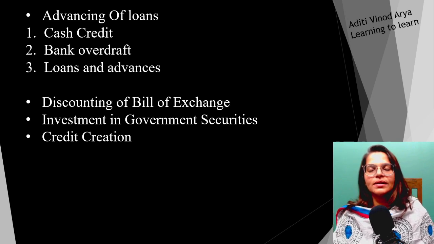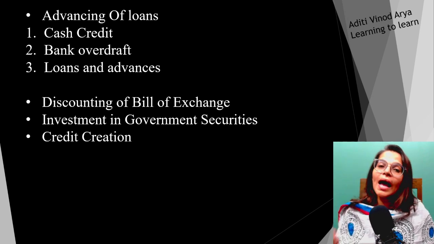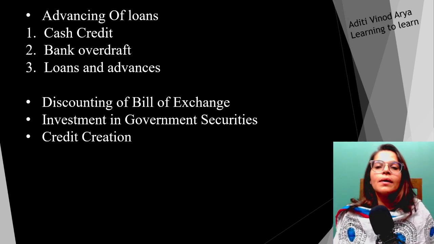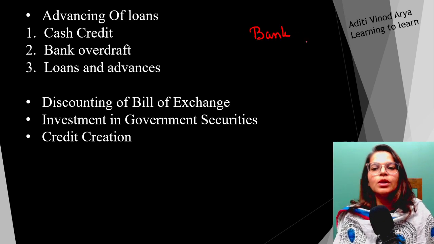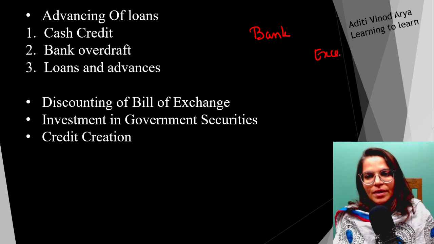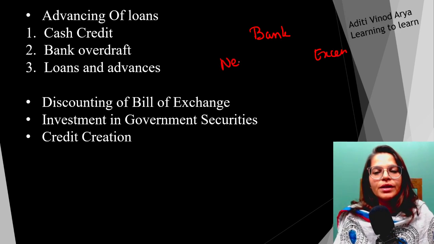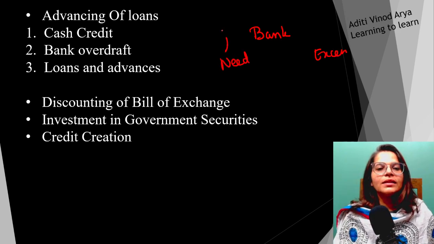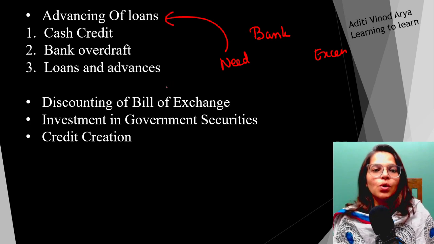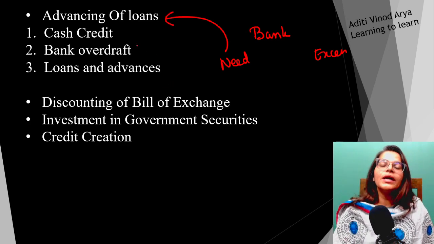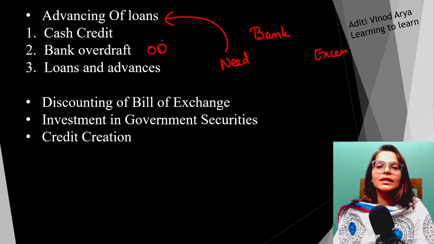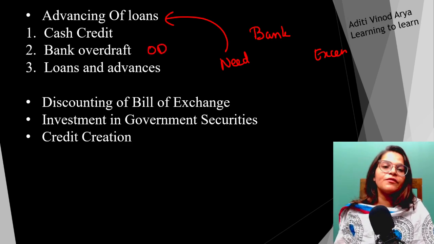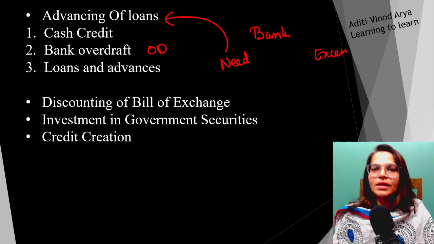As I have said earlier in this lecture and in the previous lecture, banks act as a linking pin between the people who have excess money and who need money. So suppose I need money, then I'm going to take loans. I can take cash credit, or a bank OD account. An overdraft account is usually given to current account holders, specifically for business people. Then loans and advances.